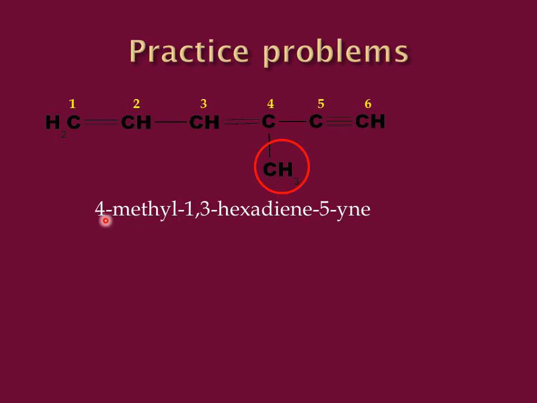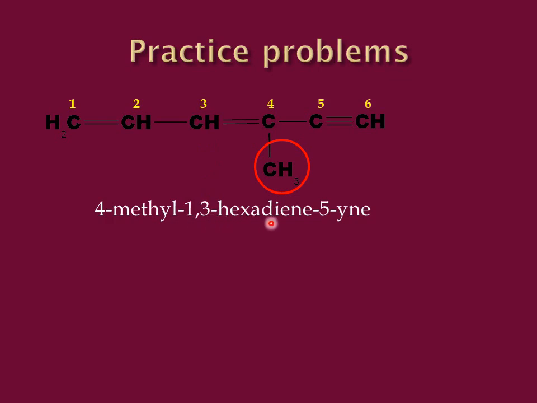Now, double bond always precedes the triple bond. Double bonds are present between carbon number 1 and 2, so I am going to mention carbon number 1. For the next double bond, which is between carbon number 3 and 4, I am going to mention carbon number 3, which is the lower number. 1,3-hexa. Why hexa? Because the long chain comprises 6 carbon atoms.